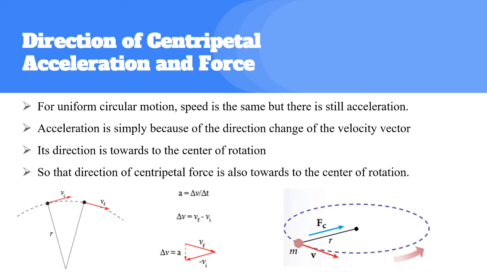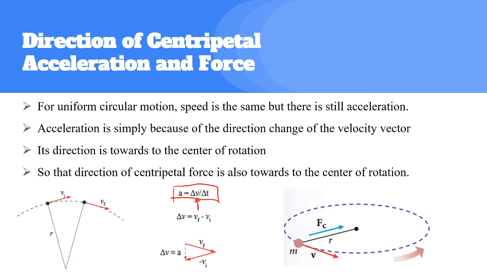Now the direction of centripetal acceleration and force. For uniform circular motion, speed is the same, but there is still acceleration. So we're talking about a constant speed, however we are talking about acceleration. How do we get acceleration if speed is constant? Remember, acceleration is change in velocity over time. And remember, velocity is a vector.